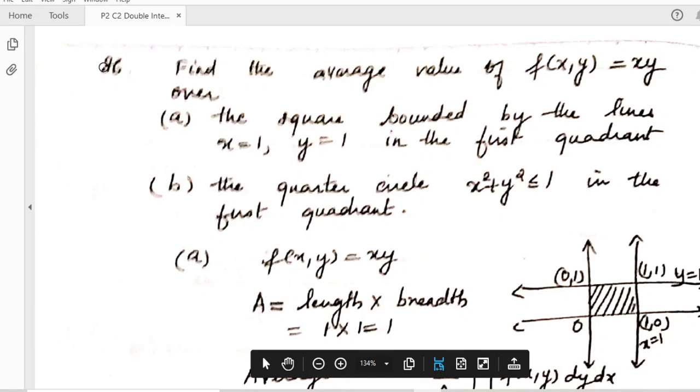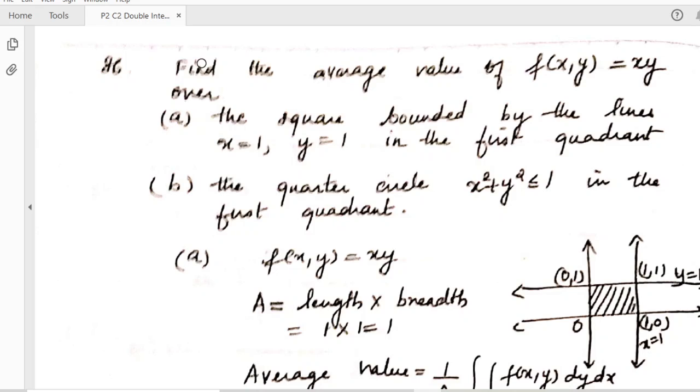Next we have question number 86. Find the average value of the function f of x, y equals xy over these regions. The first case is A, the square bounded by the lines x equal to 1, y equal to 1 in the first quadrant. Second is B, the quarter circle x square plus y square less than or equal to 1 in the first quadrant. So we have to find the average value of the function f of x, y equal to xy over these two given regions.